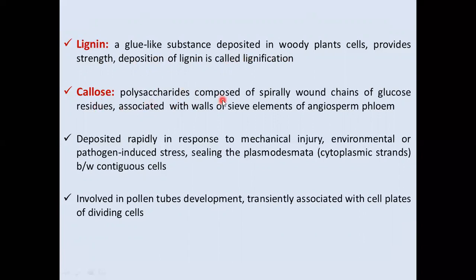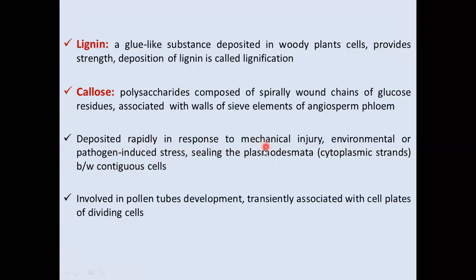Callose is a polysaccharide composed of a spirally wound chain of glucose residues, so its structure is a spiral chain of glucose. It is associated with the wall of sieve elements of angiosperm phloem, which transport food material. It is deposited rapidly in response to mechanical injury, environmental or pathogen-induced stress, sealing the plasmodesmata, which is the cytoplasmic strand between two contiguous cells.